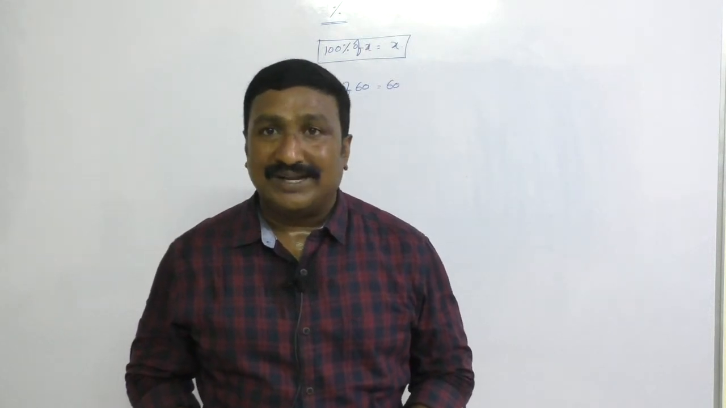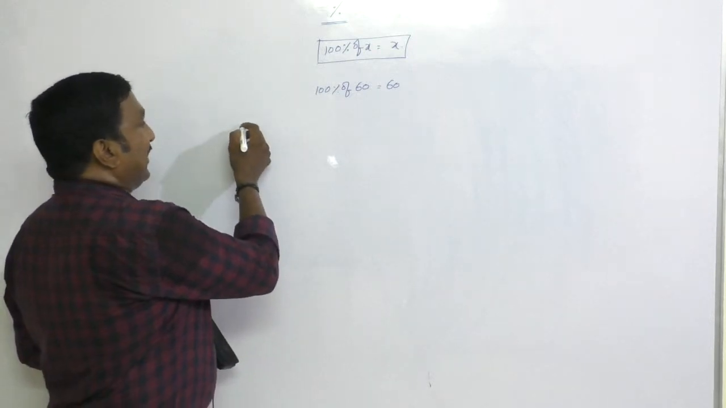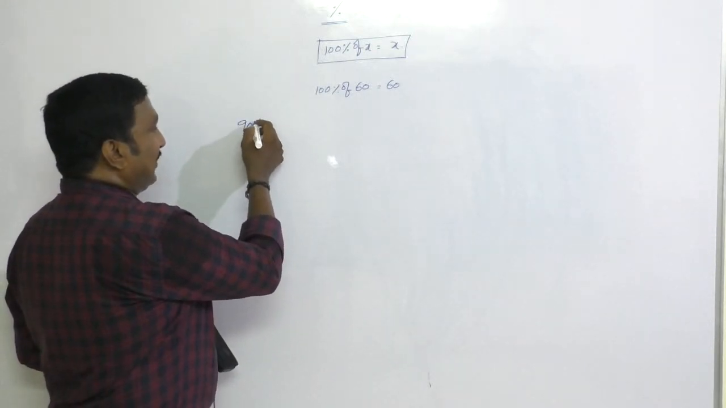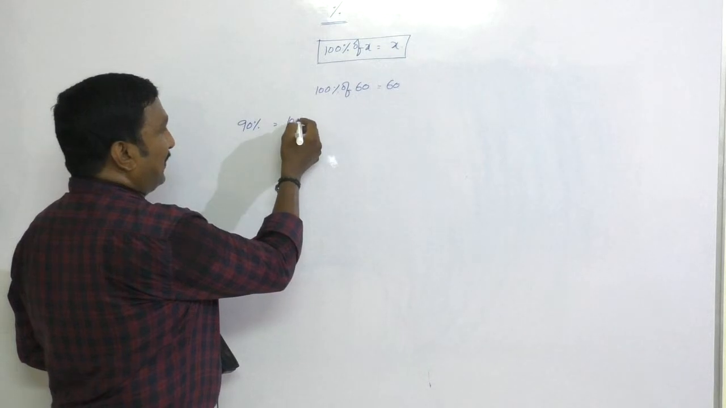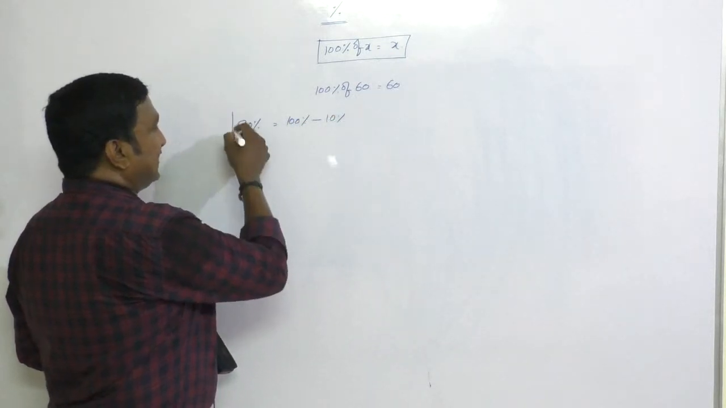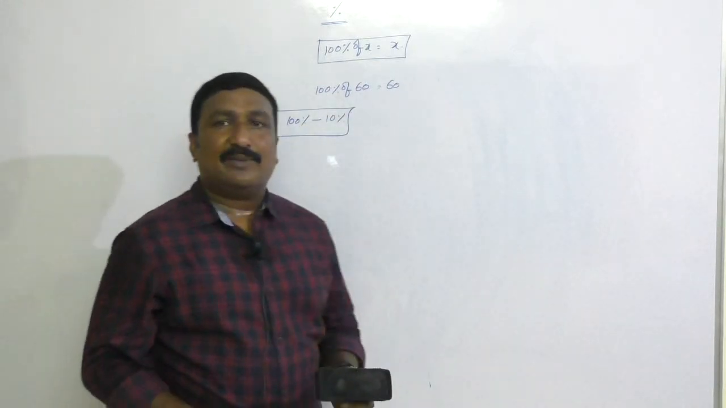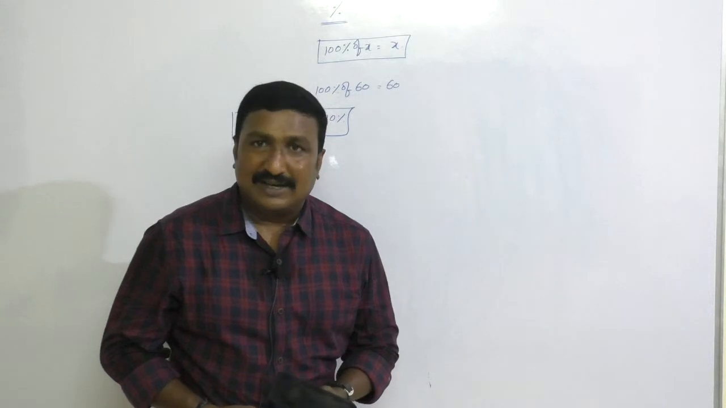Once you understand how to find the 100%, then 90% and 110% we can calculate very easily. So how to calculate 90%? Always, 90% is nothing but 100% minus 10%. This is the 90%.